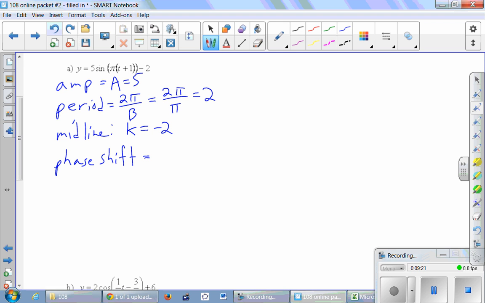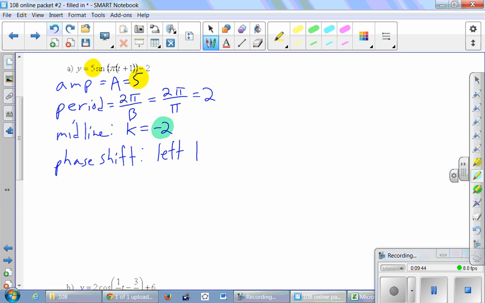And then the phase shift. I'm going to ask that you write either the word left or right. The phase shift happens because of this +1. Does that move left or right? That is a left, and it is a left by 1 unit. So maybe we'll try to color code a little bit here. So that 5 is this 5.